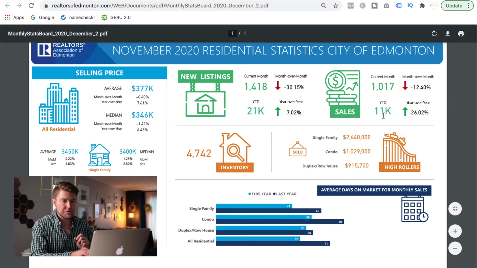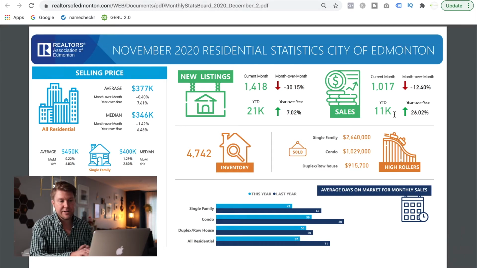If you take this number, this is the whole year. So there's been 11,000 sales so far in the entire year of 2020, and there's been 21,000 new listings in the year 2020. If you divide this into this number, we get a total year sales to listings ratio of 52%. So that basically means that half of all properties that come on the market are selling, right? So again, right bang in the middle. 52% is essentially the middle, right? 50%. So that would indicate that we are in a balanced market.